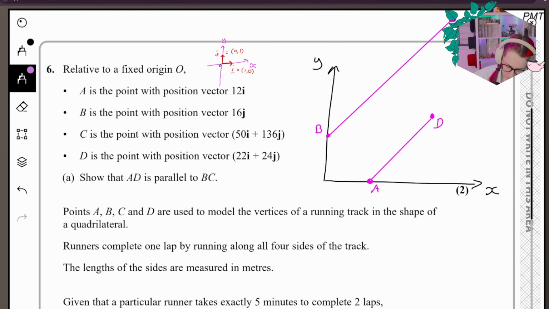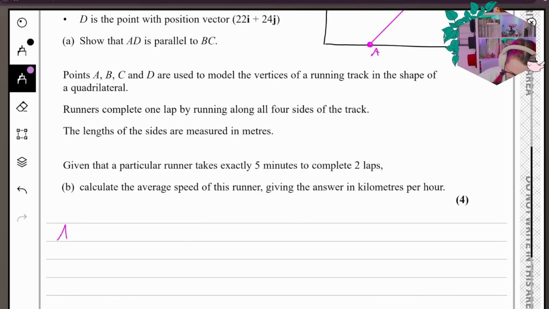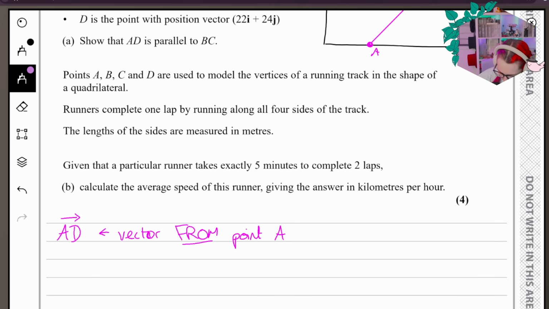So what we need to do here is find the equations of these lines, so AD and BC. So AD, and here now I'm using this vector notation with the arrow above to mean the vector from point A to B, for 2D even.